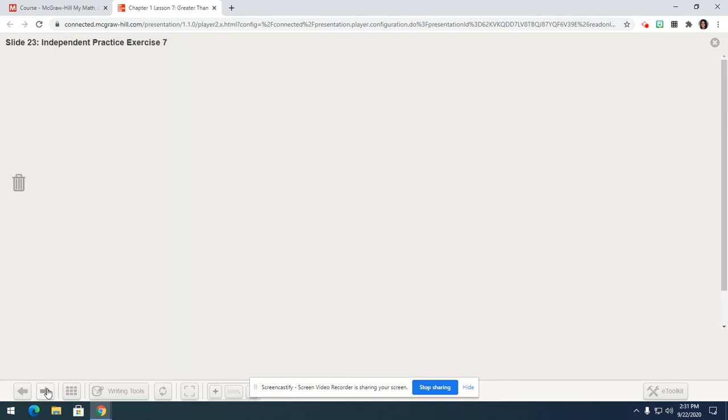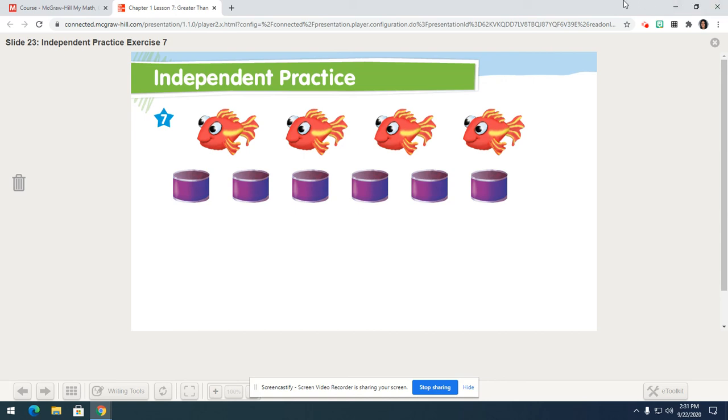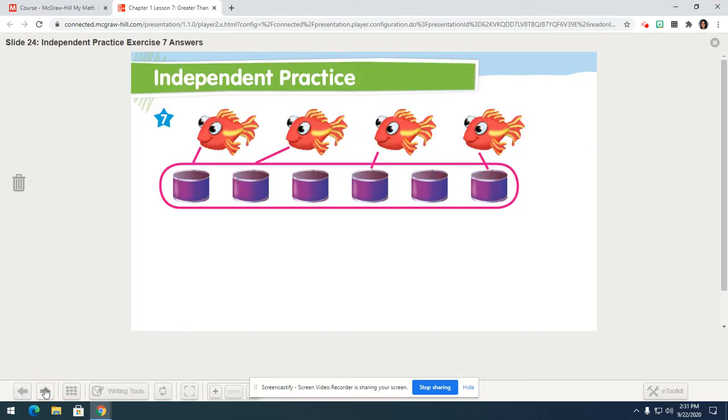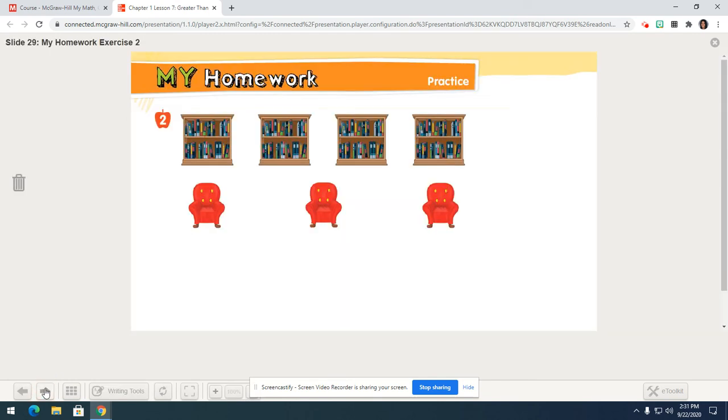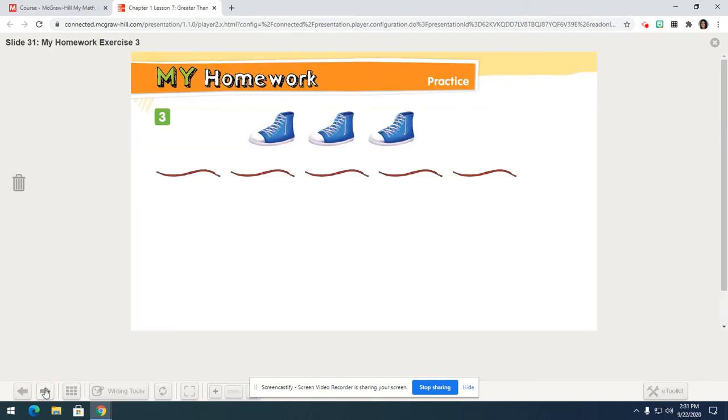You need to finish the last part of your independent practice and make sure that you are working on your homework. You need to make sure you get your homework done for the afternoon.